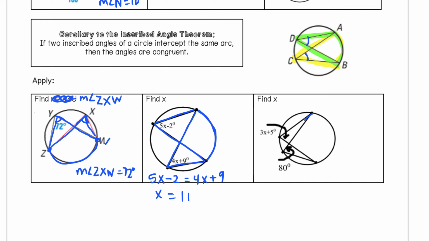Here, same idea, we've got an inscribed angle of 3x plus 5 on this intercepted arc. We also have this inscribed angle of 80 degrees on the same intercepted arc. Since they share the same intercepted arc, they must be congruent, so 80 must equal 3x plus 5. Subtract 5 from each side, and we're left with 75 equals 3x. When we divide by 3, we're left with 25 equals x.